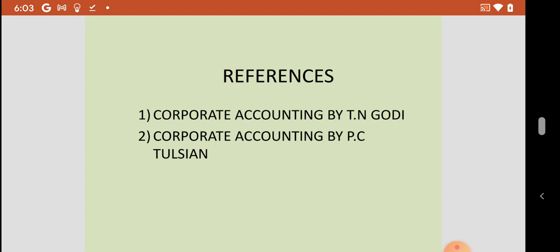For further illustrations and better understanding of the concept, you can refer to the textbooks Corporate Accountancy by Dr. T.N. Godi, and also Corporate Accountancy by P.C. Tulsian, and any other reference books which are available as per the university syllabus.